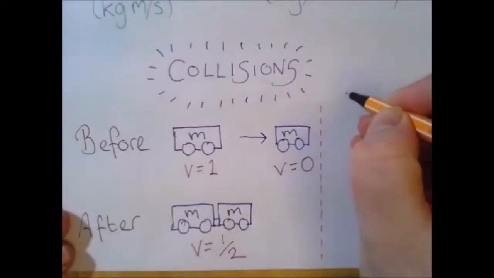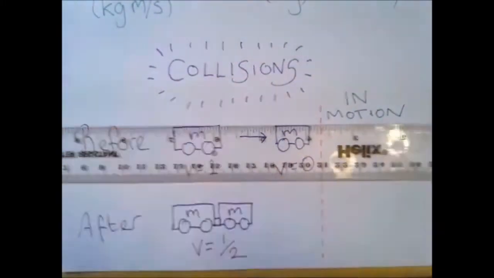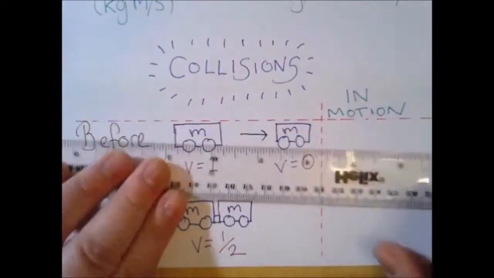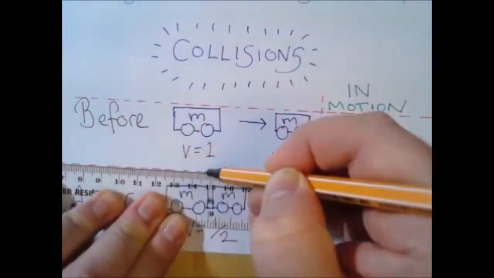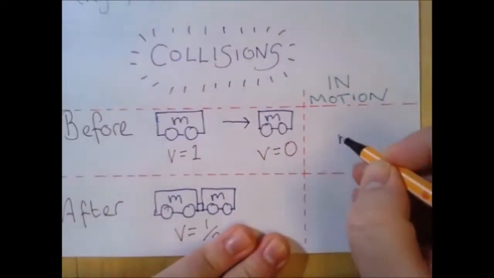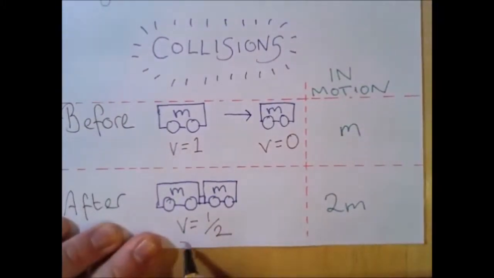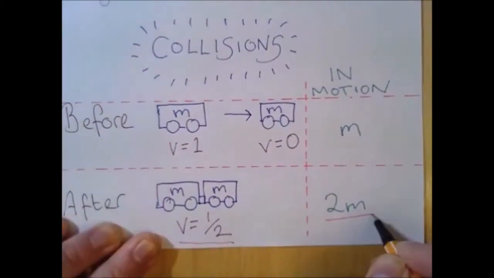If we consider this in terms of what mass is in motion at the time, before the collision, only the little cart was moving. So before the collision we had mass 1 moving, and after the collision we had double the mass, half the velocity. Take a look again. Came in quickly. They both move off together slowly.